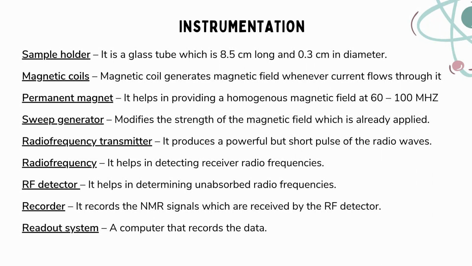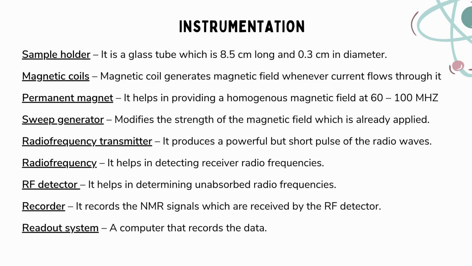Instrumentation in NMR. Sample holder. The sample holder is a glass tube that measures 8.5 cm in length and 0.3 cm in diameter. Magnetic coils. These coils generate a magnetic field when there is a current flow through them. Permanent magnet. The permanent magnet ensures a homogeneous magnetic field at frequencies ranging from 60 to 100 MHz.